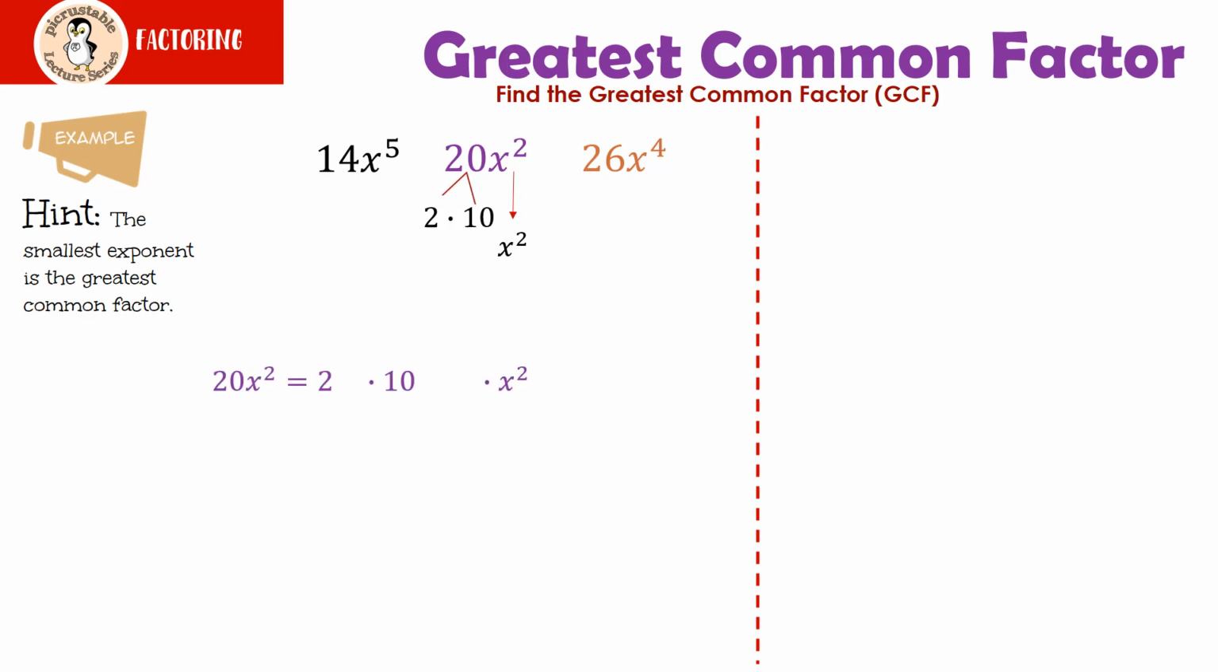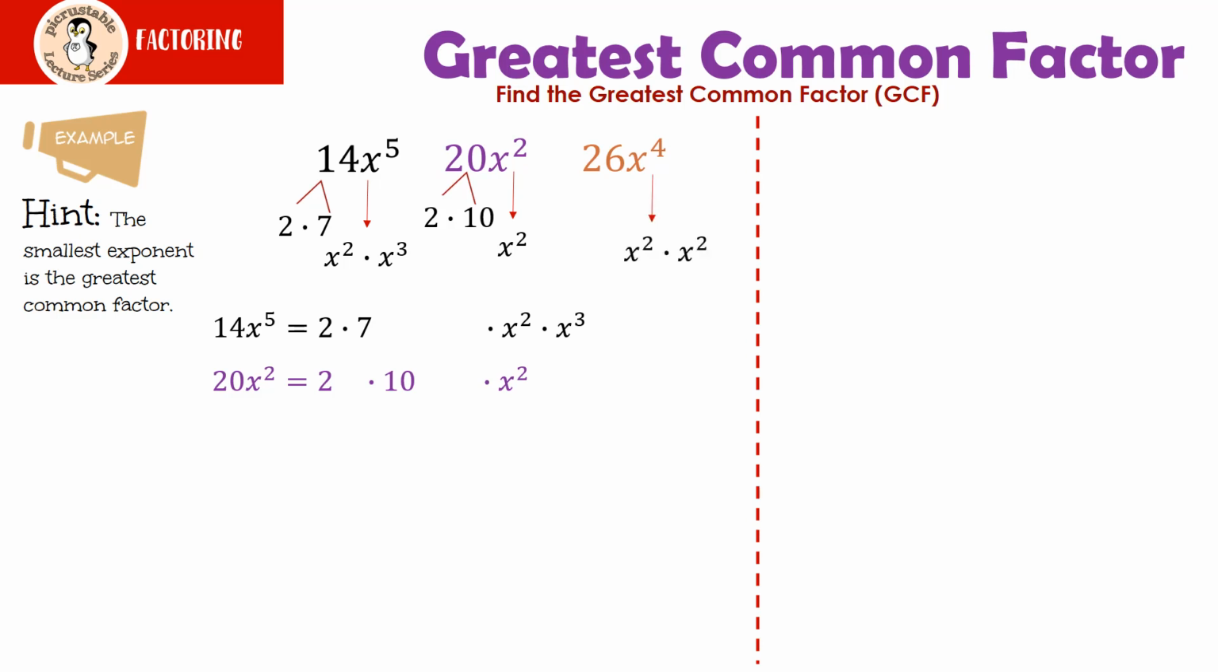Let's look at 14x to the 5th. Now on this one, I want to split it so I have an x squared. I know that when I multiply, I add the exponents. So x squared times x to the 3rd is actually x to the 5th. 14, well that's 2 times 7. There we go. Let's look at 26.